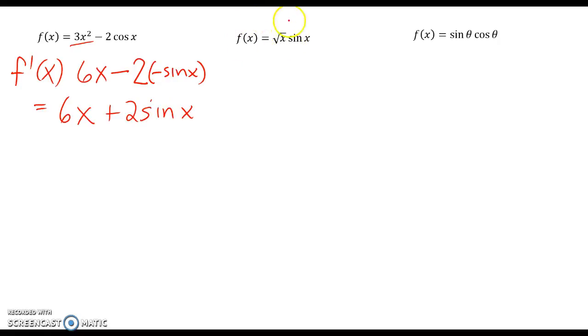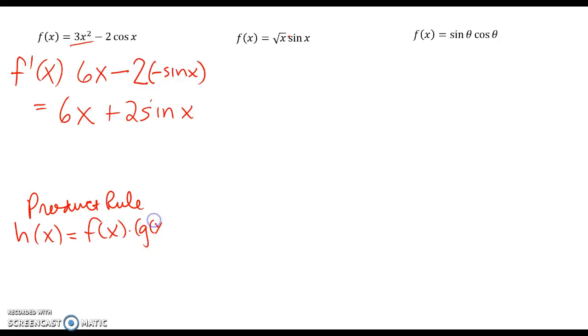Here we need to use the product rule. Let's refresh on the product rule. If you have some function, I'll call it h of x, and it's a product of f of x times g of x, the first derivative is the derivative of f times g plus f times the derivative of g. So we're going to call this one f and this one g.